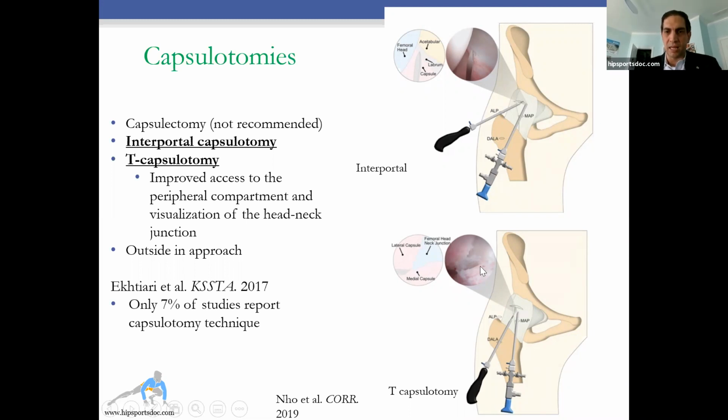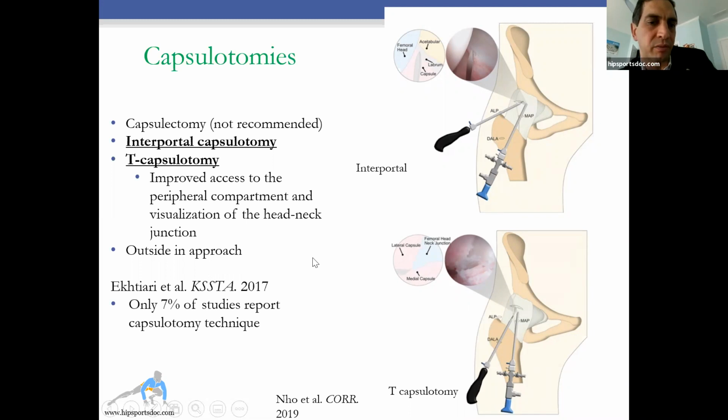The T-capsulotomy can also be performed, and certain schools of training use it more. And I would say there's a trend away from it. It probably leads to better access in terms of visualization and understanding that the T portion is making a perpendicular cut from the interportal capsulotomy noted here above.